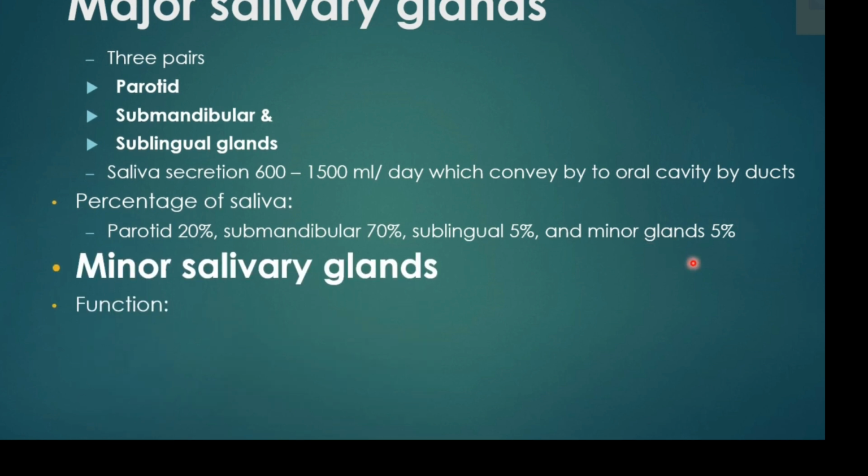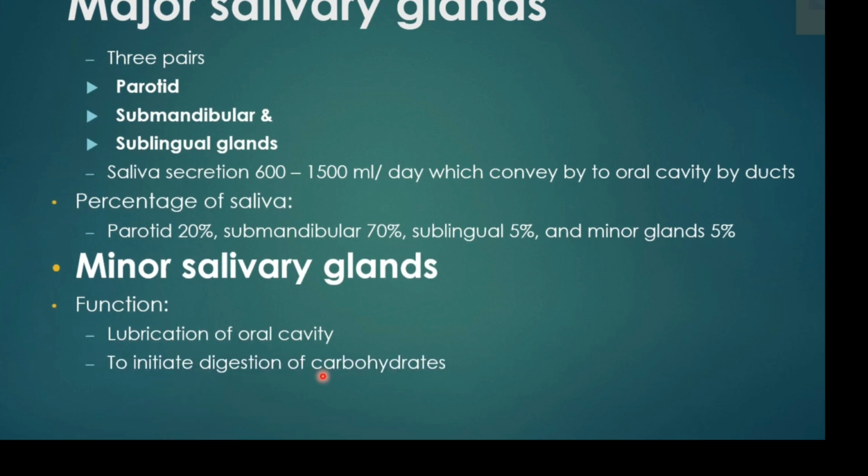Minor salivary glands are also there. These may be the buccal salivary glands, the labial salivary glands, molar, palatine, etc. The function of the minor salivary glands is lubrication of the oral cavity, and also to initiate the digestion of carbohydrates, because they contain the enzymes required for the initial digestion of carbohydrates, and also to cleanse the teeth. So these are the different functions of the minor salivary glands.